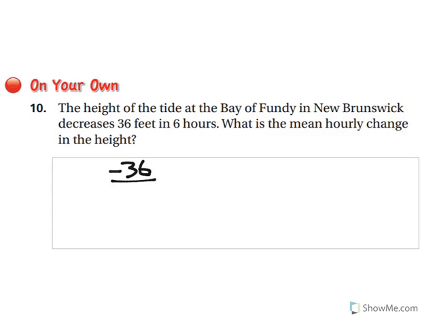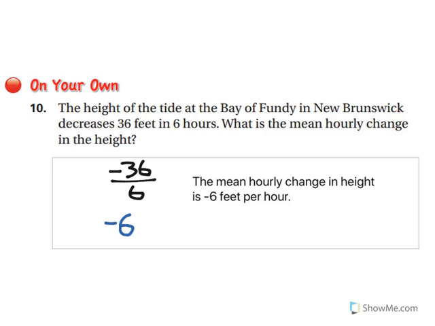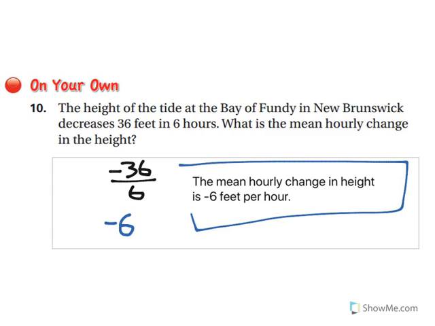We're going to divide that by 6 hours to find out what the rate of decrease is. So negative 36 divided by positive 6. We're going to get a negative number because a negative divided by a positive is negative. And 36 divided by 6 equals 6. So negative 6. So the mean hourly change in height is negative 6 feet per hour.